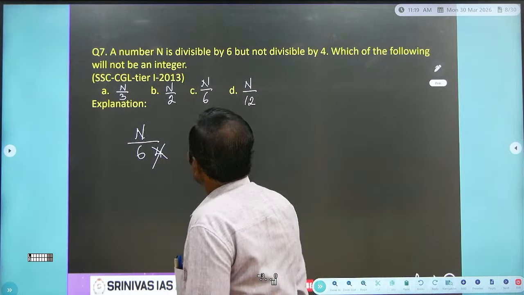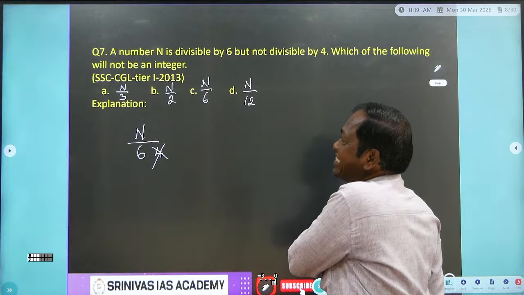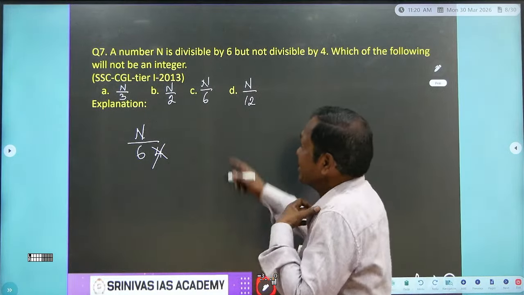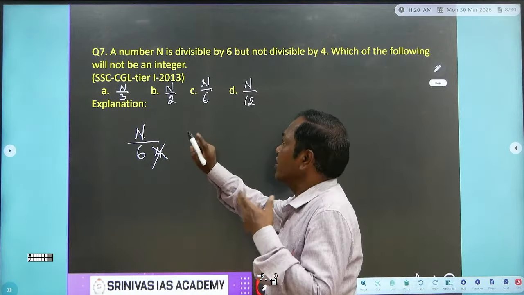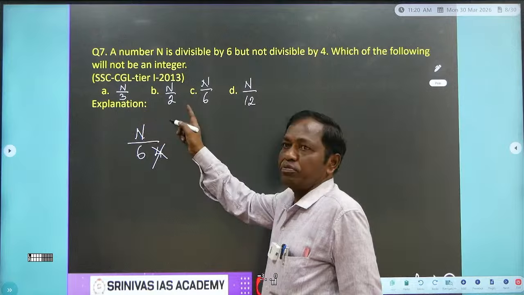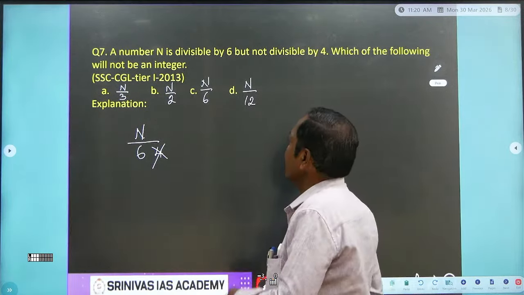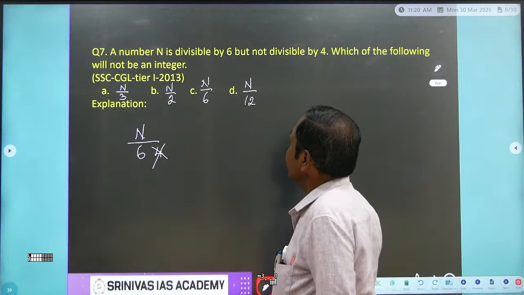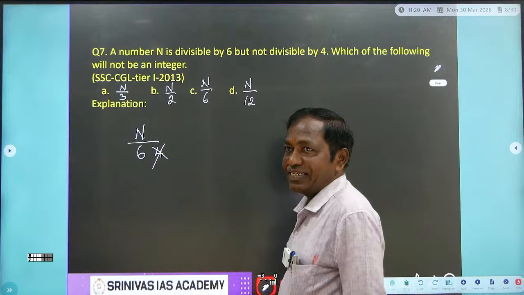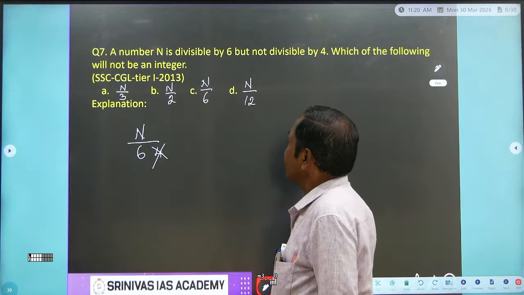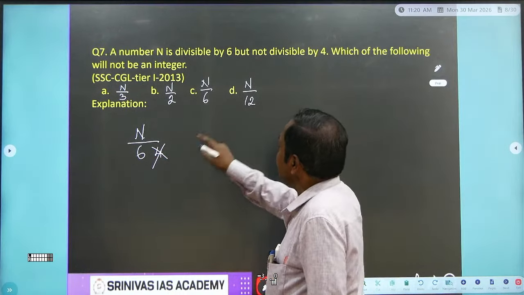Why is it n by 12? Sir, 6 is composed of 2 and 3, sir. Yes, 6 is a multiple of 2 as well as 3. The LCM of 3 and 2 is 6. Let us not take option A, option B. Between C and D we have to see. But divisible by 6 is given in the question, sir, so n by 6 also can't be the answer. N is divisible by 6 but not divisible by 4.